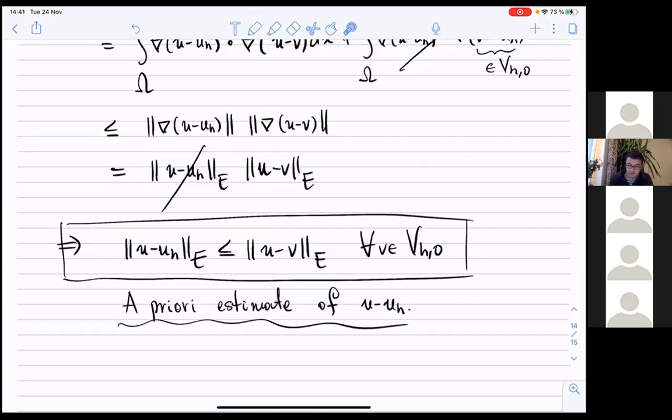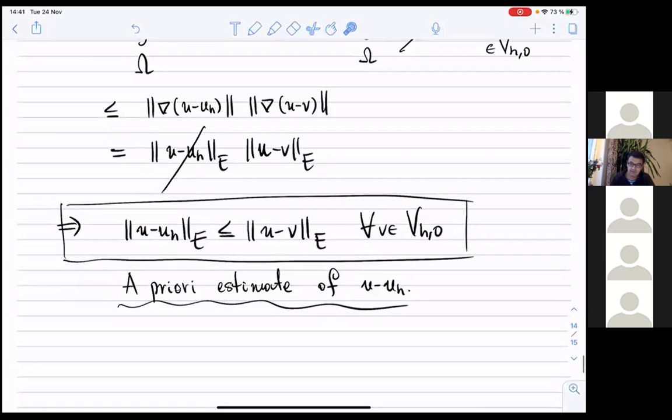See, here, before solving for uh, we didn't go to the linear system. Before solving for uh, we know that this uh is the best approximation. You cannot find anything better than this uh in the finite element space. So that is really remarkable. I think this best approximation result is one of the things that projection methods have.